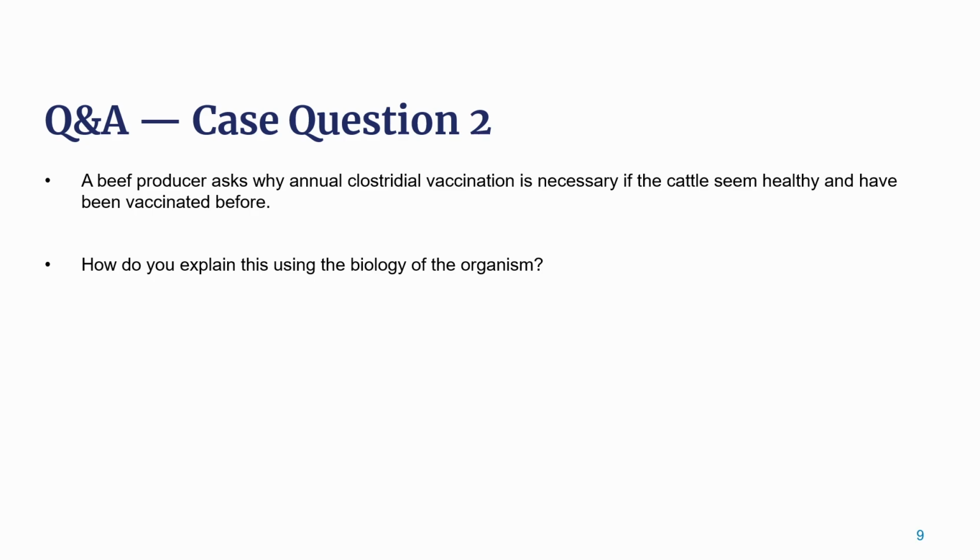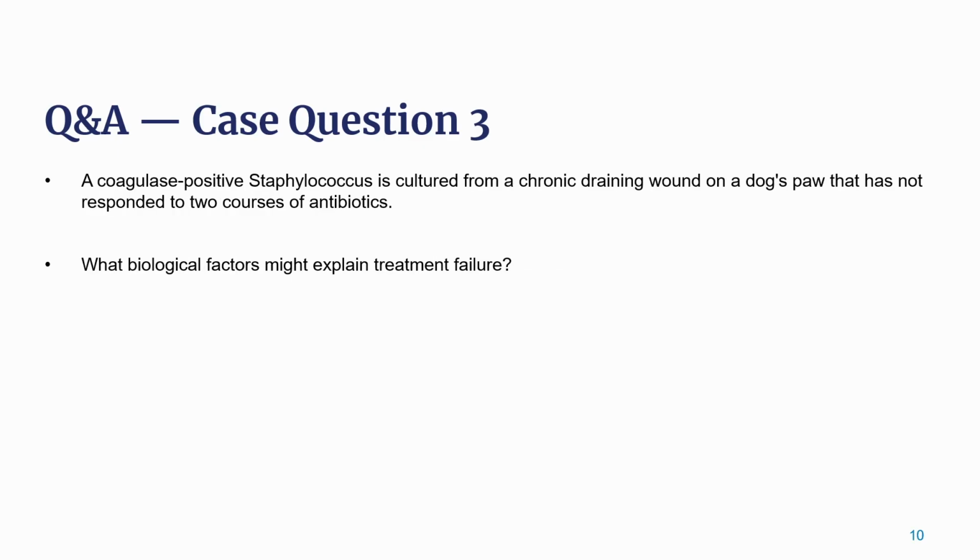Annual boosters maintain protective antibody levels against the toxins that do the actual killing. You're not just vaccinating against the bacteria, you're vaccinating against the toxins. And because most of these vaccines are toxoids, they prime for toxin neutralization, which is exactly what the animal needs. Read the question, think about it, and then we'll come back and work through it together.